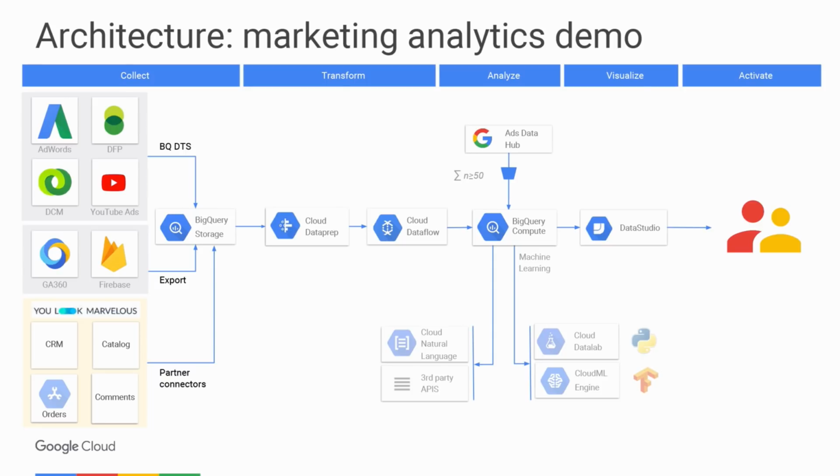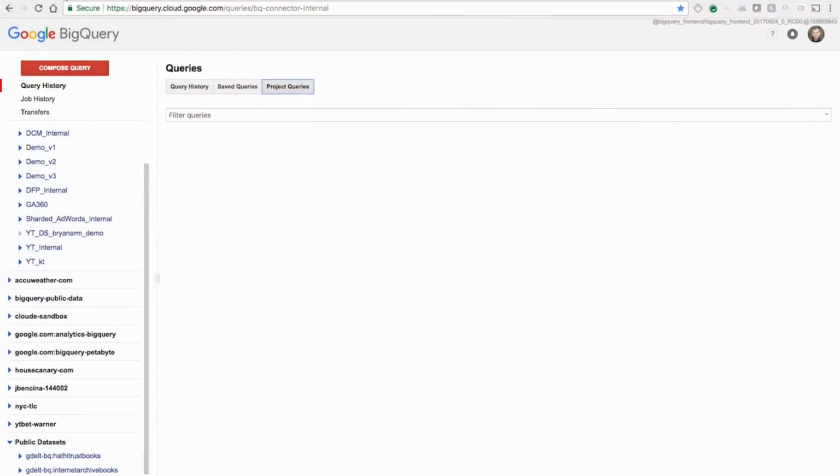Transform, which is preparing your data for analytics. Analyze, which is running queries over these different data sets. Visualize, which will democratize the data and give access to all the different users in your organization. And activate, which turns insights into actions. So now let's go and see what this looks like in the Google Cloud Platform.